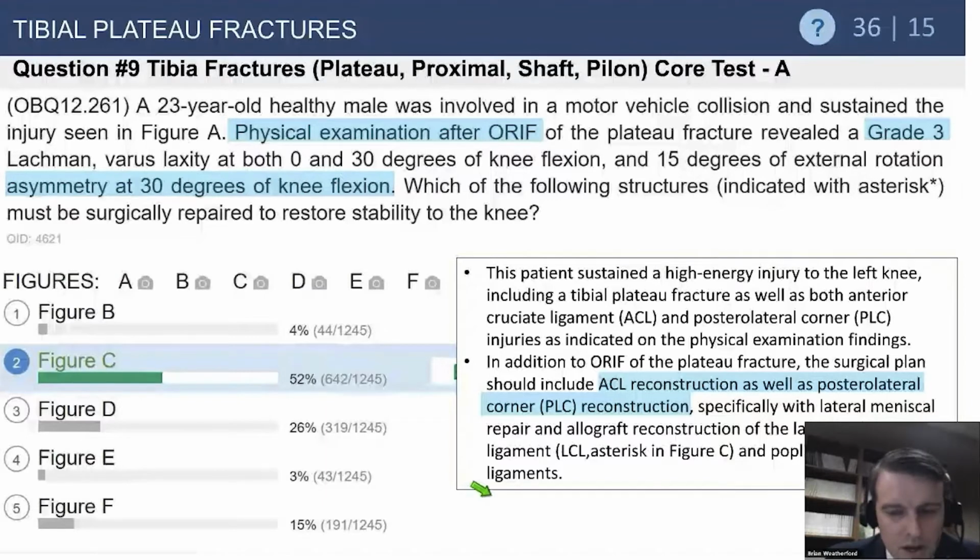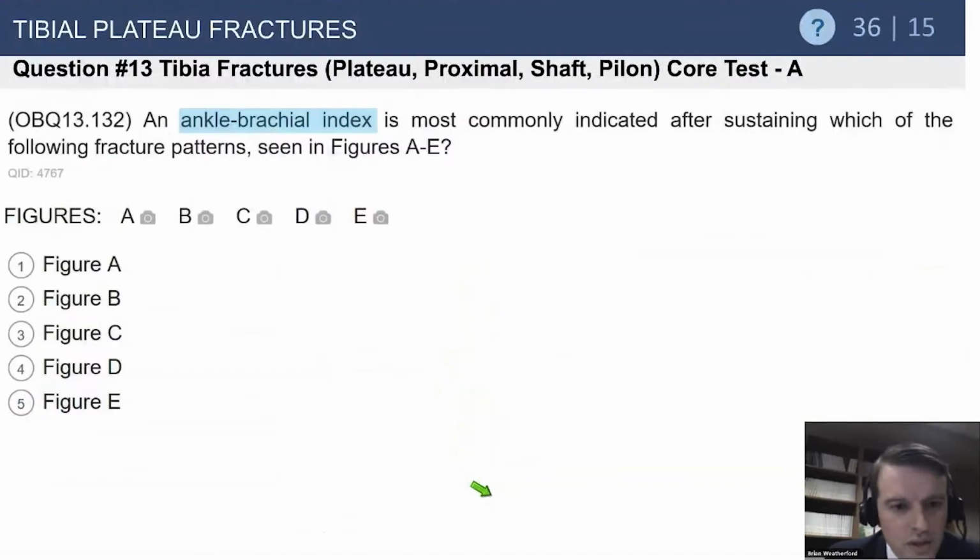I can tell you that we are typically not performing those repairs and or reconstructions acutely. There are some centers that do so and will obtain a preoperative MRI to evaluate the soft tissue injury. That's something that still needs to be studied further.